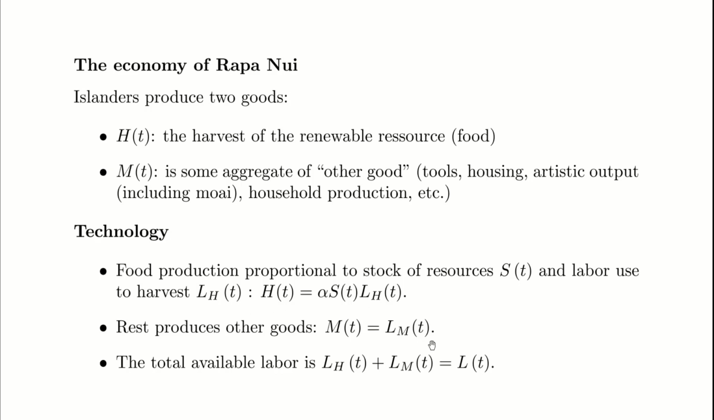The technology in the harvest sector is the same as before. We have simply replaced beta L by L sub H. So the total harvest produced is capital H equals alpha S L sub H. For the other sector, the technology is even simpler. Each unit of labor L sub M in the other sector produces 1 unit of output M. Finally, the budget constraint in terms of production possibilities is simply that the labor used in the harvest sector L sub H plus the labor used in the other sector L sub M has to equal the total labor available in the economy, capital L.